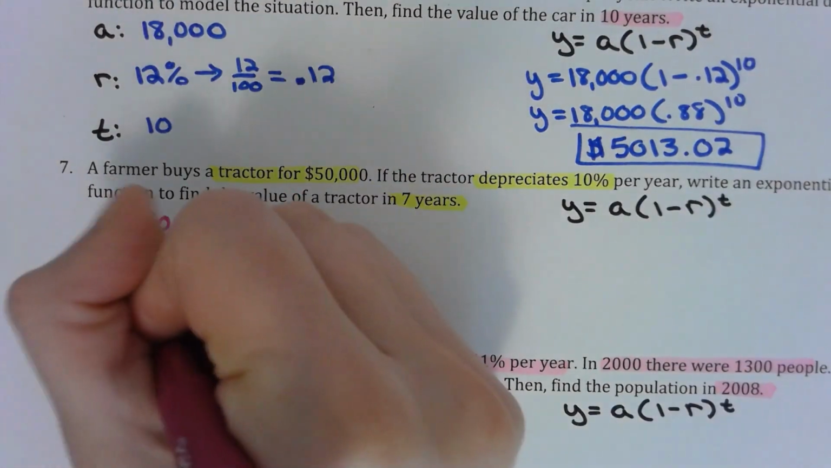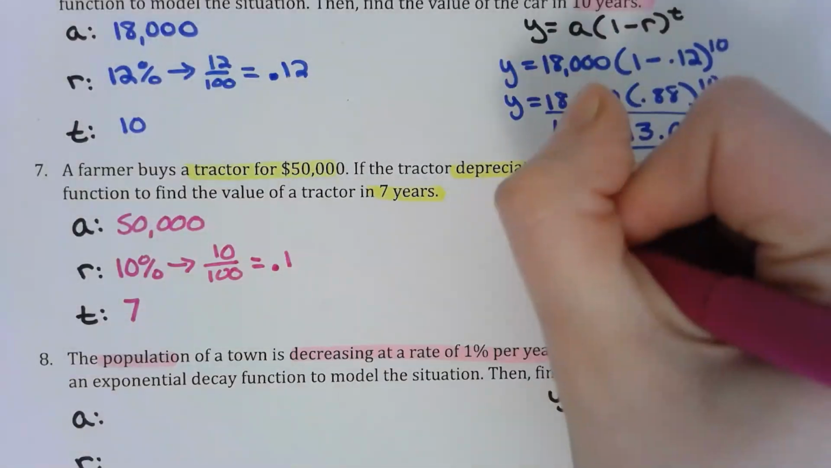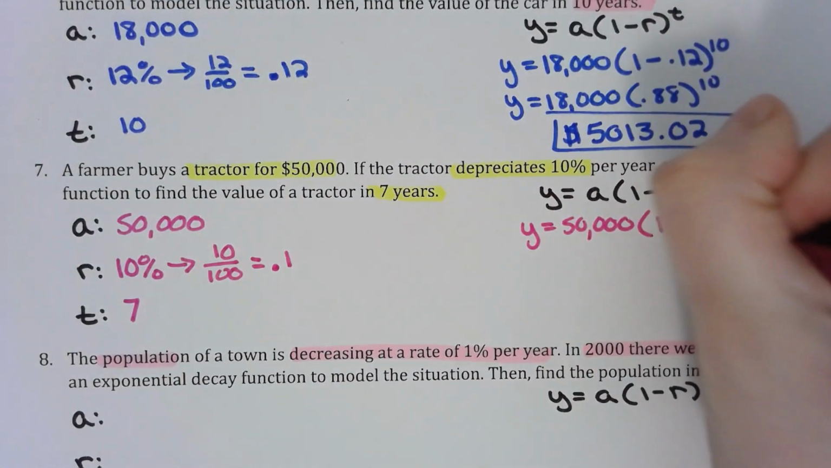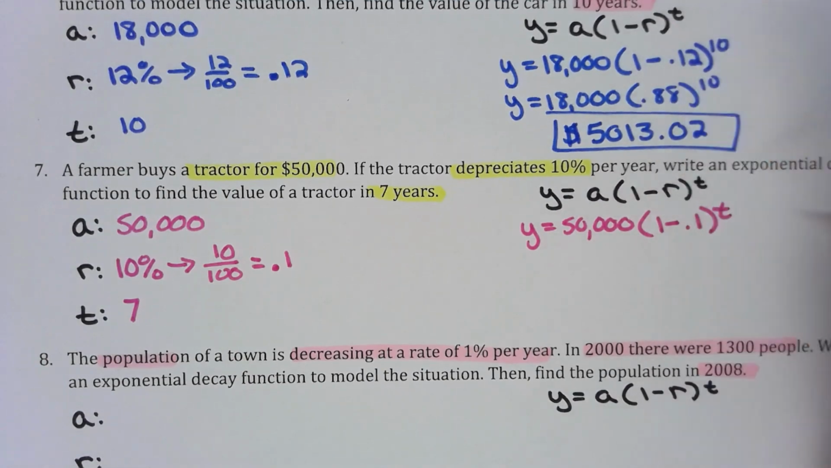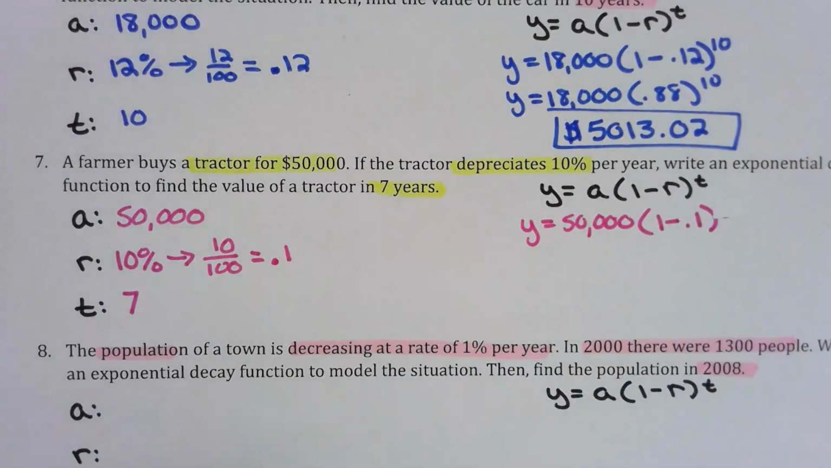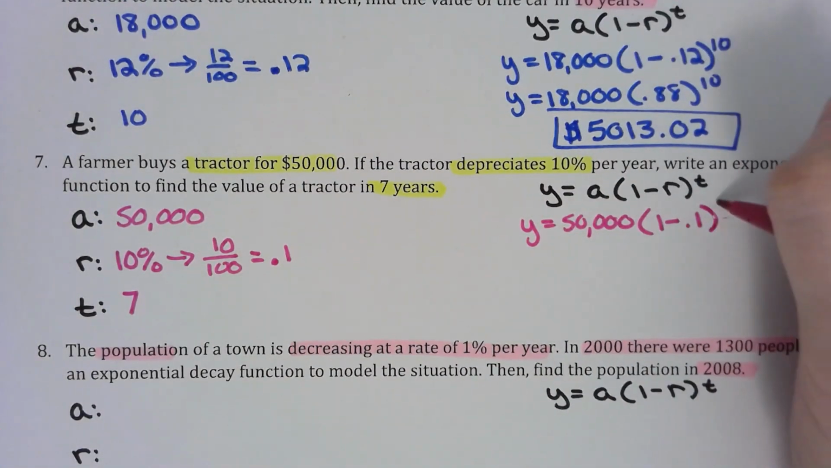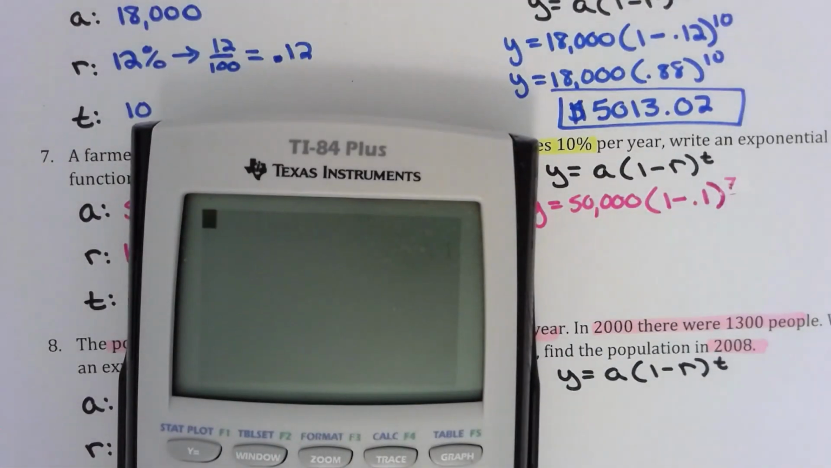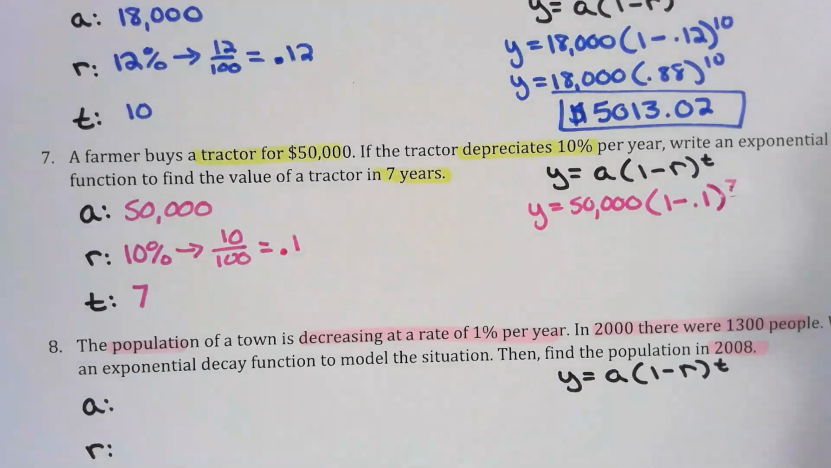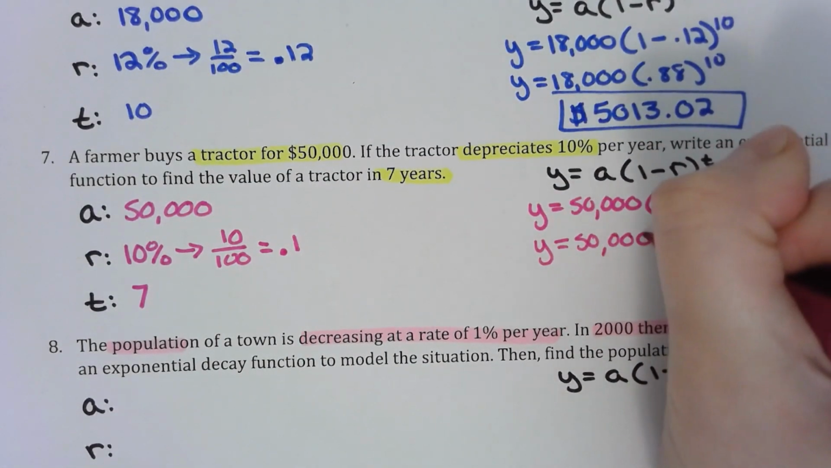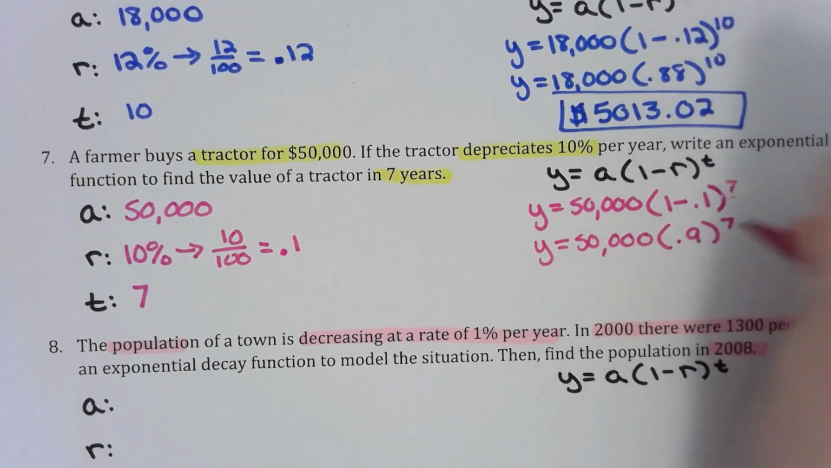Now, T is talking about years, so that's 7, and we are going to plug this in. 50,000 times 1 minus the 0.1 to the T power. Oops, and I'm not plugging in T right there. I need to actually put the time, which they told us was 7 years. Okay, so let's simplify inside those parentheses. 1 minus 0.1, that is 0.9. So I've got y equals 50,000 times 0.9 to the 7th power.